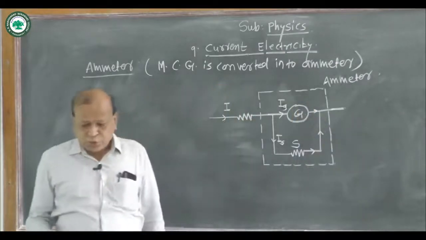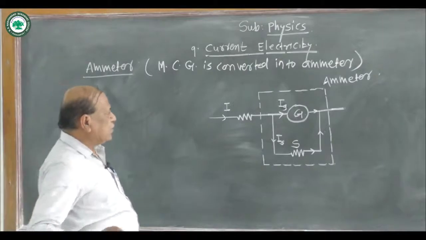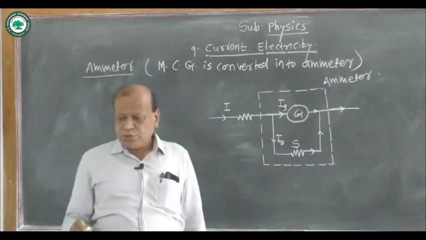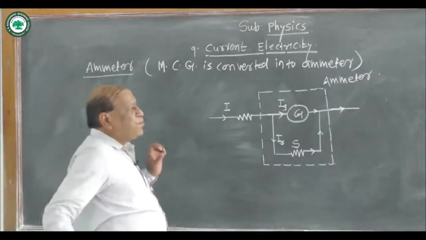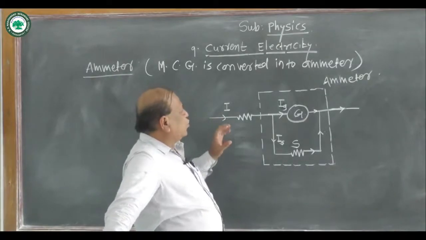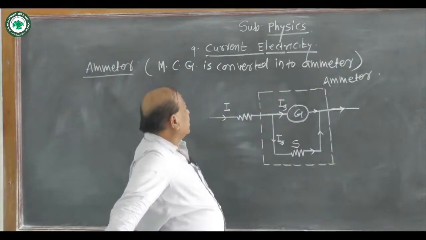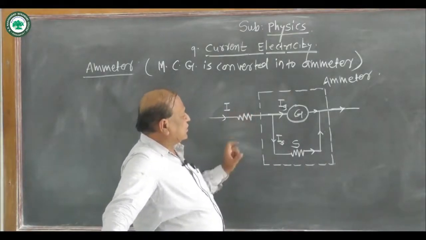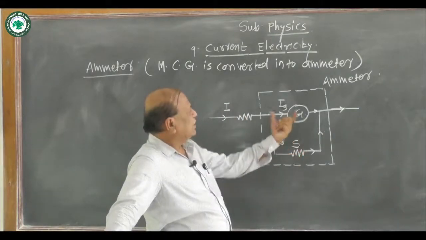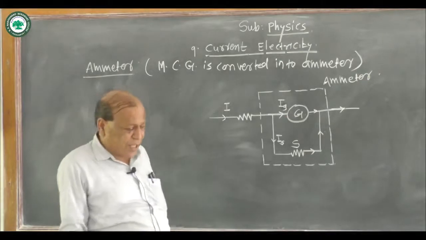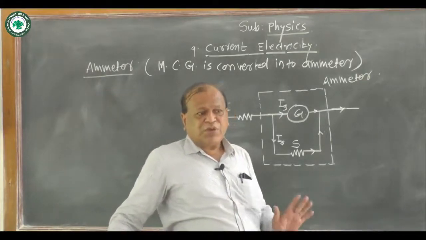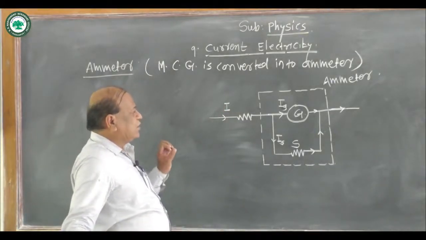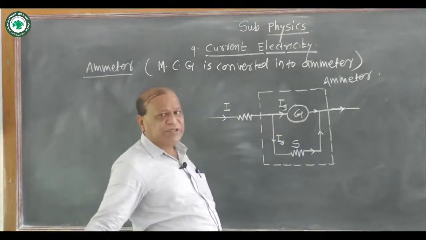Now to increase the capacity to measure the current, and also to decrease the resistance of the circuit which is increased by the connection of the moving coil galvanometer, this shunt resistor is connected in parallel, which decreases this increased resistance, and then we can measure the accurate current flowing through the circuit. So we have to find here the value of this shunt resistance S.